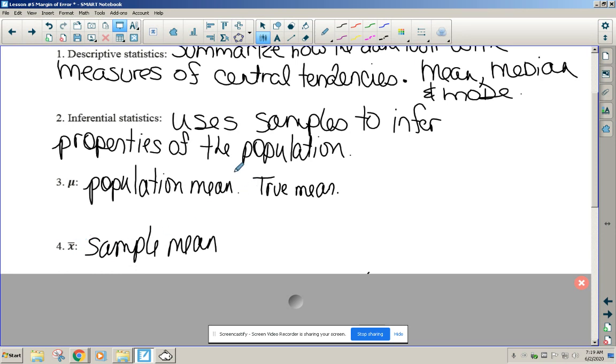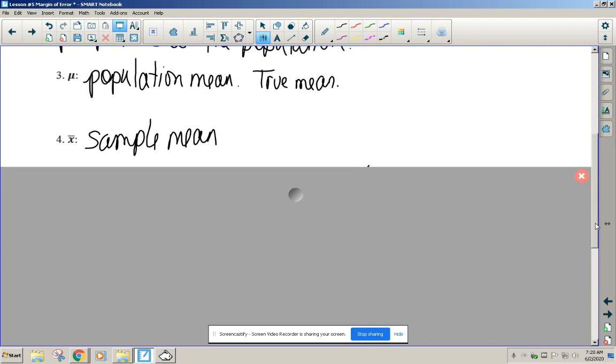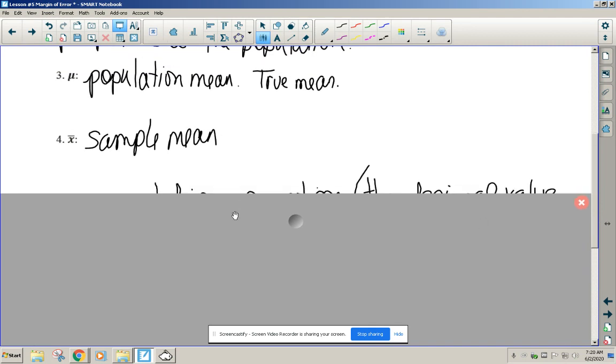Now, as we go through this particular unit, you'll see that the mu and the X bar are interchanged because what we're going to start assuming is that our sample is big enough that it will definitely replicate the population. But these are different symbols, and that's what those different symbols mean technically, but you're going to see them overlapping.